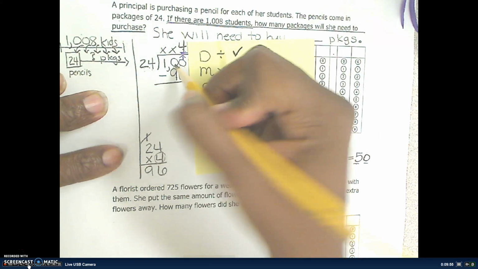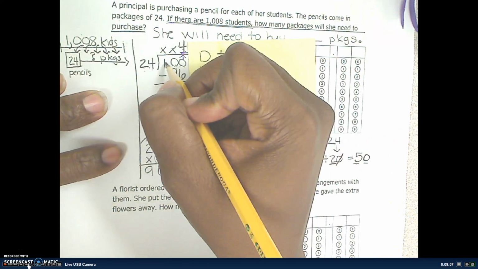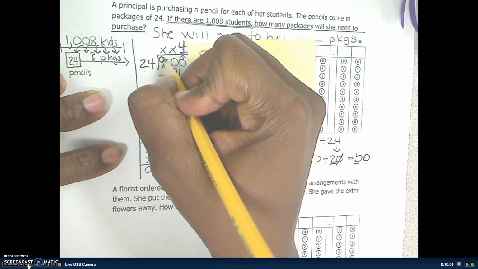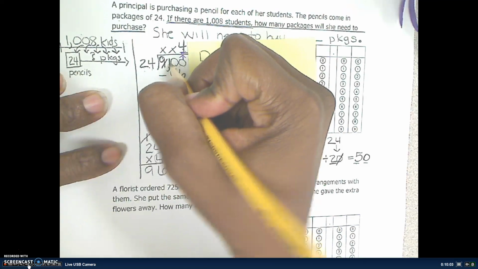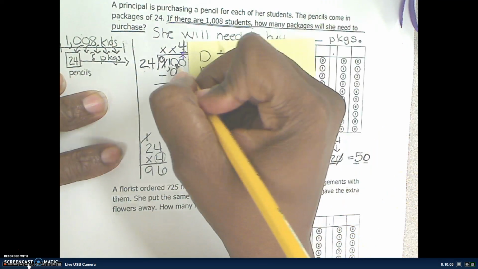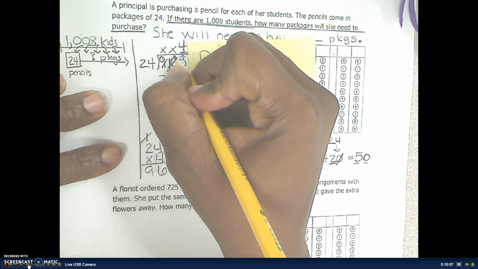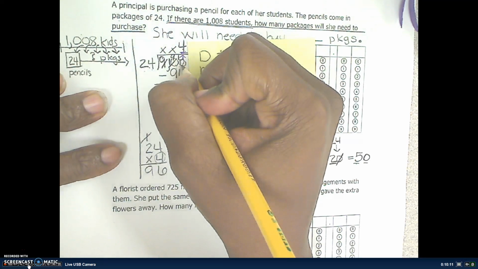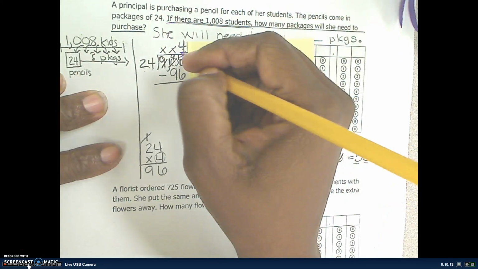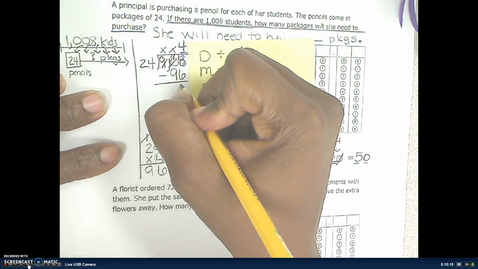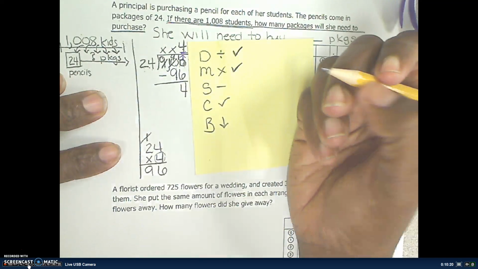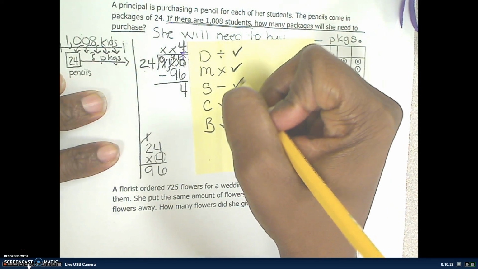I go over here, nothing there. So I have to go next door. I take 1,000 away. I break it up. Now I have 10 hundreds. And I can, once again, regroup. This changes to a 9. And that changes to a 10. So 10 minus 6 is 4. 9 minus 9 is nothing. And so I have a difference of 4.